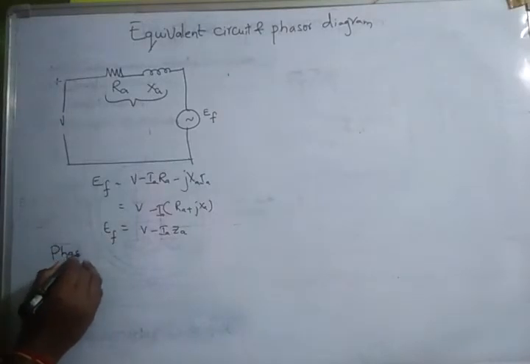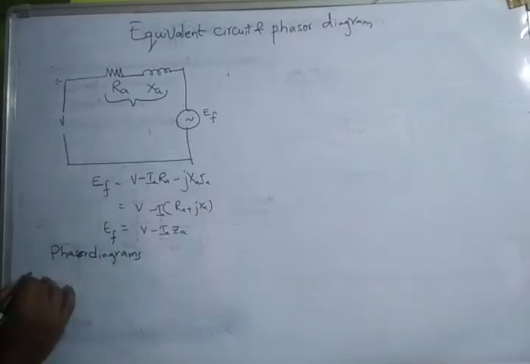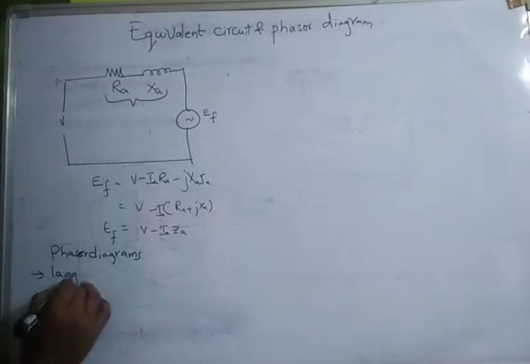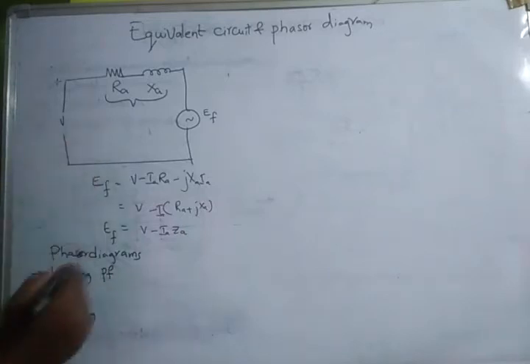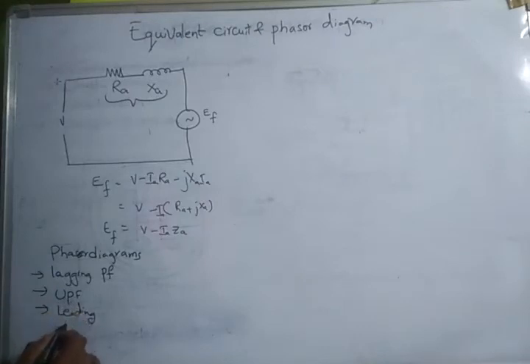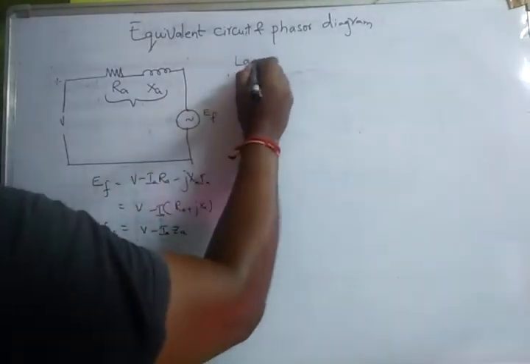Phasor diagrams are applicable for three power factors. One is lagging power factor, unity power factor, and leading power factor. In lagging power factor, the armature current lags the voltage by some angle theta; in unity power factor both are in phase; and in leading power factor, the armature current leads the voltage. Now we'll see the phasor diagram for the lagging power factor.